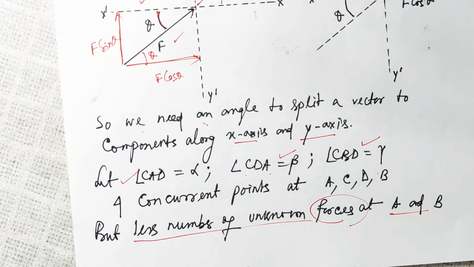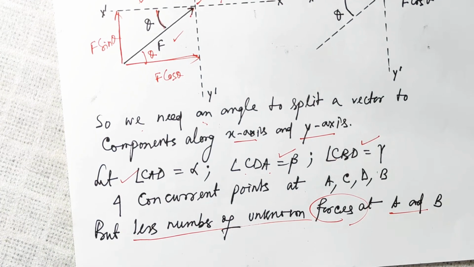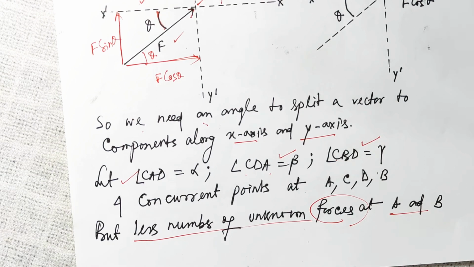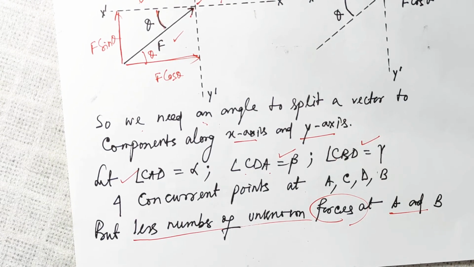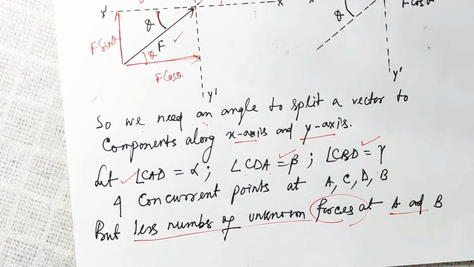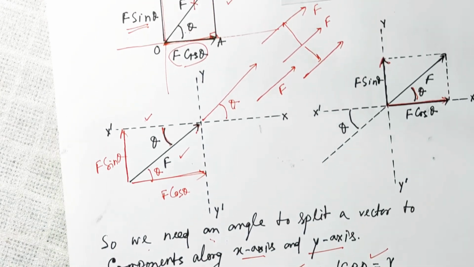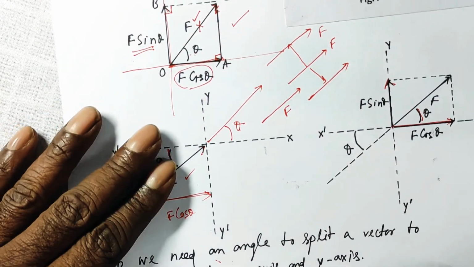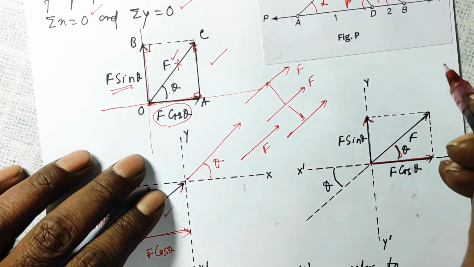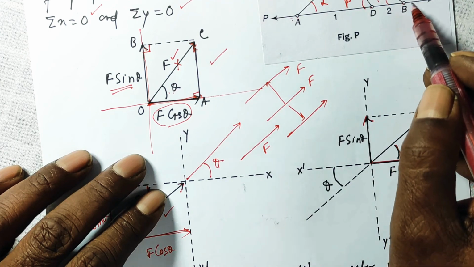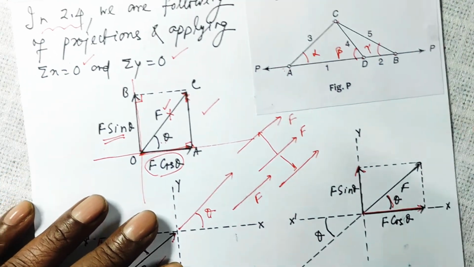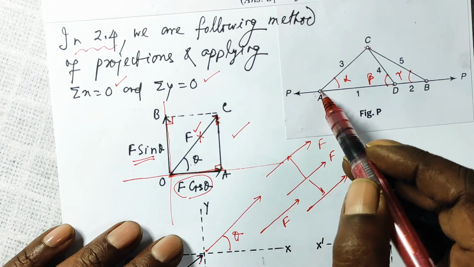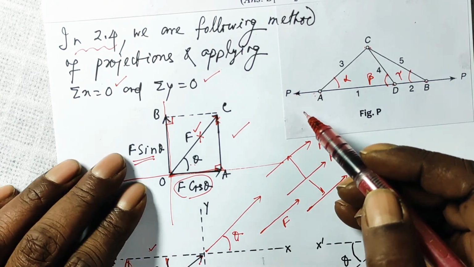draw the free body diagram either at A or at B, then resolve the different forces into rectangular components, and then apply sigma x is equal to 0 and sigma y is equal to 0. Now, to brief you again, point B is pulled with a force P. This point is pulled with a force P.